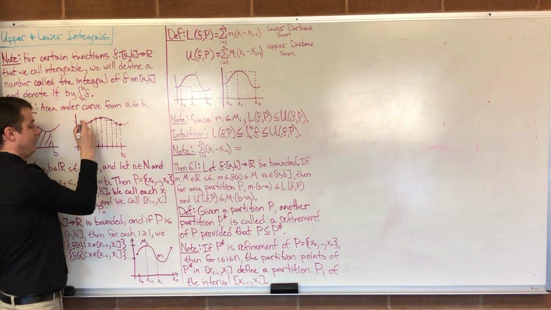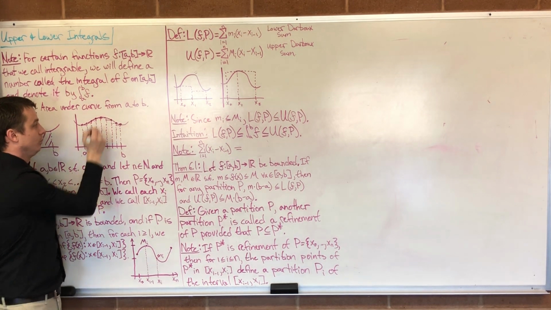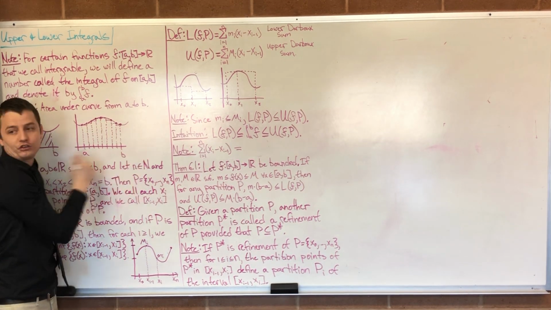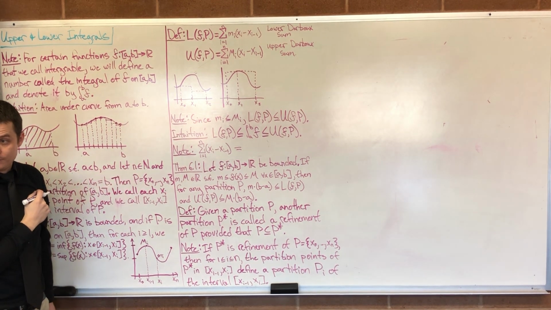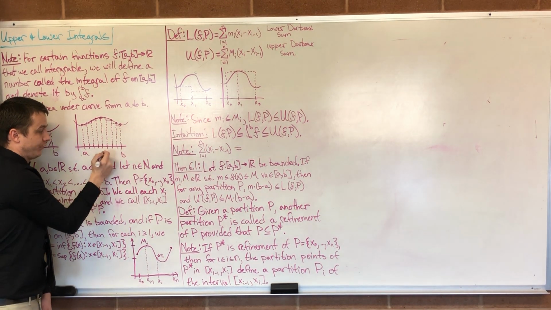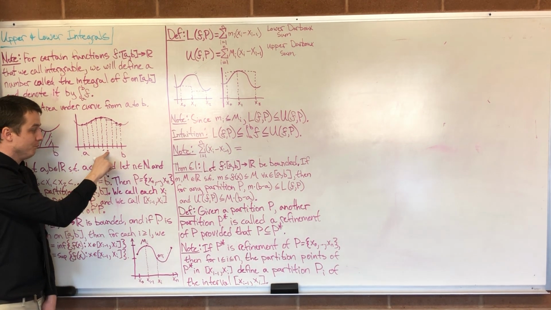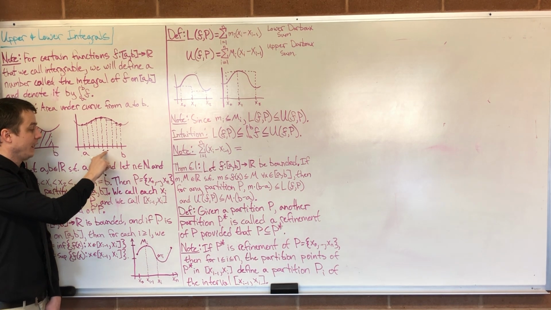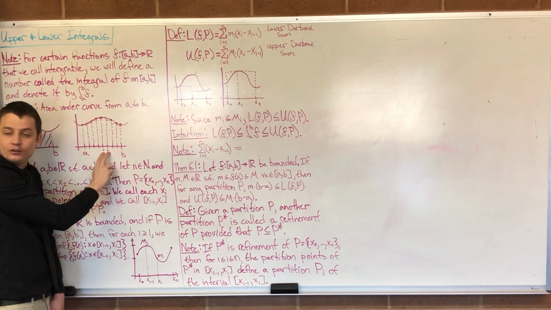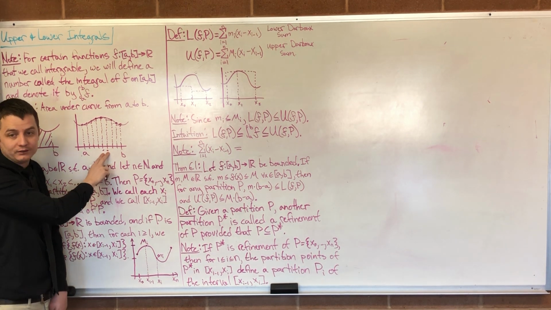Notice that this height right here would be m sub 1. This would be little m sub 2. This would be little m sub 3, etc. This would be little m sub n. And notice that the distance from this point to this point is this point minus this point. If this point happens to be at 10 and this point happens to be at 8, what's the base of my rectangle? 2. 10 minus 8.